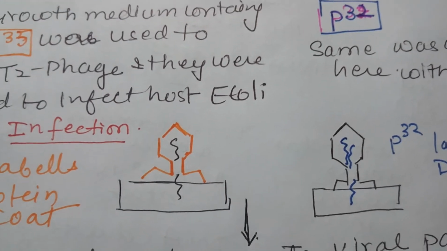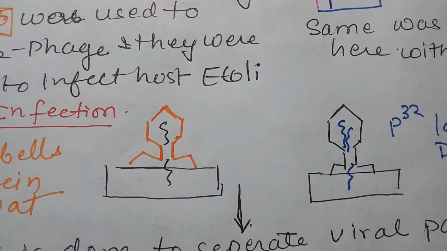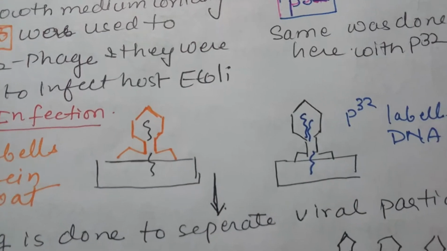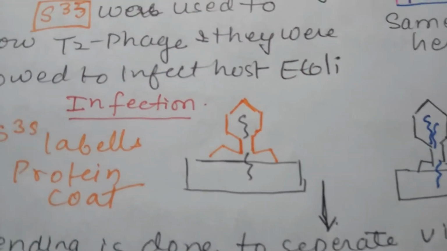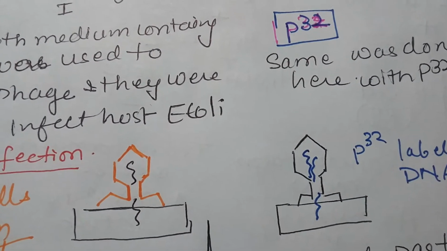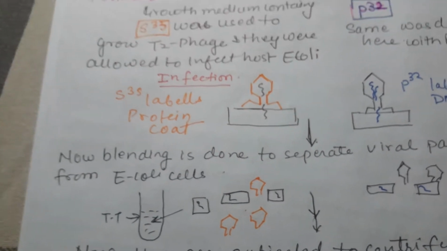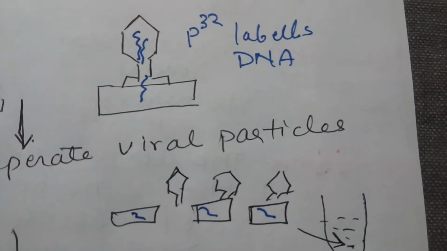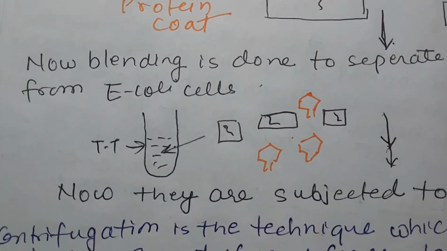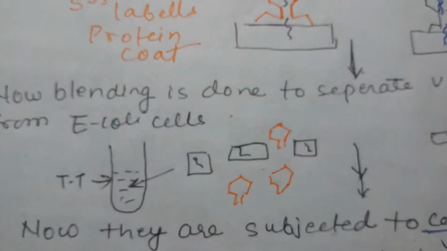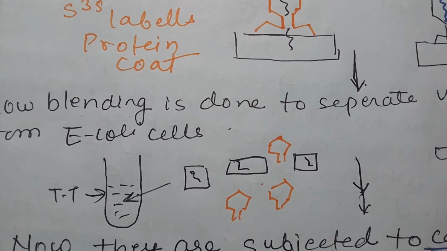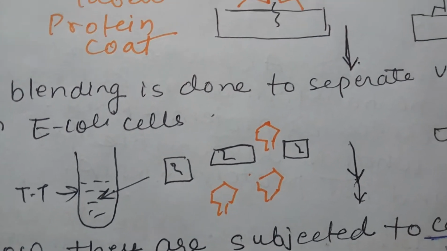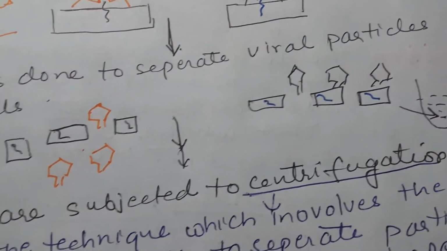Now they did the blending. Blending means mixing, and it is done mechanically. When they do this, the protein coat is separated from the bacterial cell. So blending is done to separate the viral particles from E. coli. You can see they are separated, and this whole process we carry out in a test tube. In the test tube we have a suitable buffer and nutrient medium where the buffer is adjusted, so these cells do not lyse. Now they are separated.